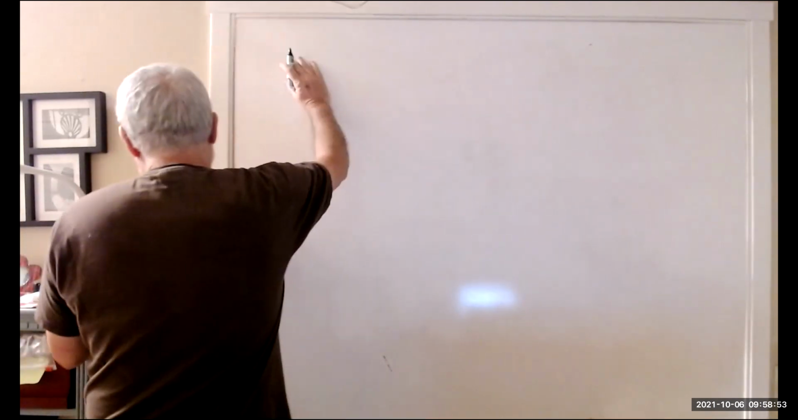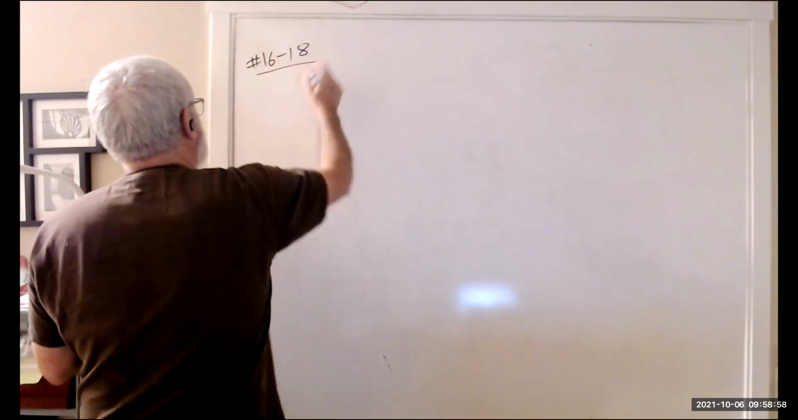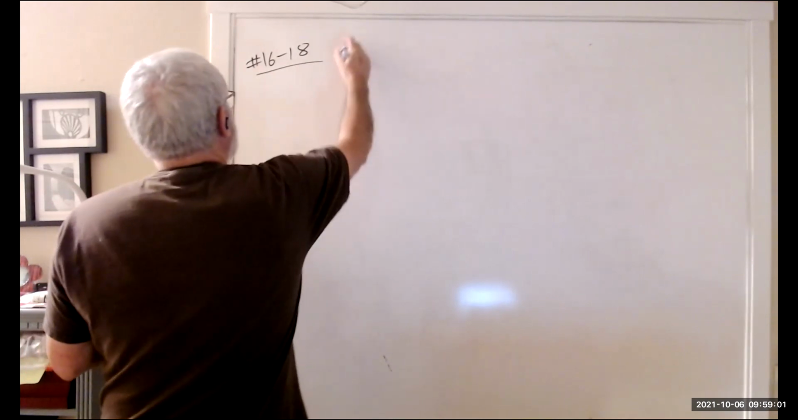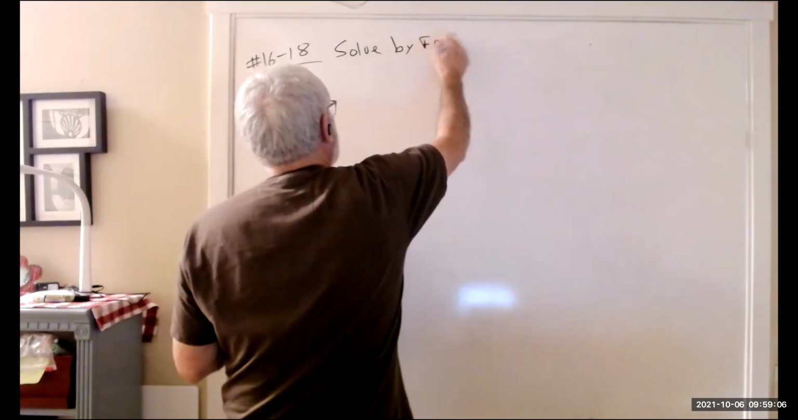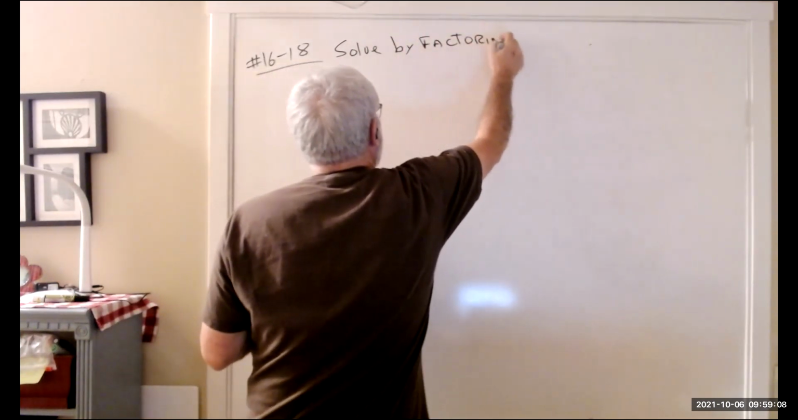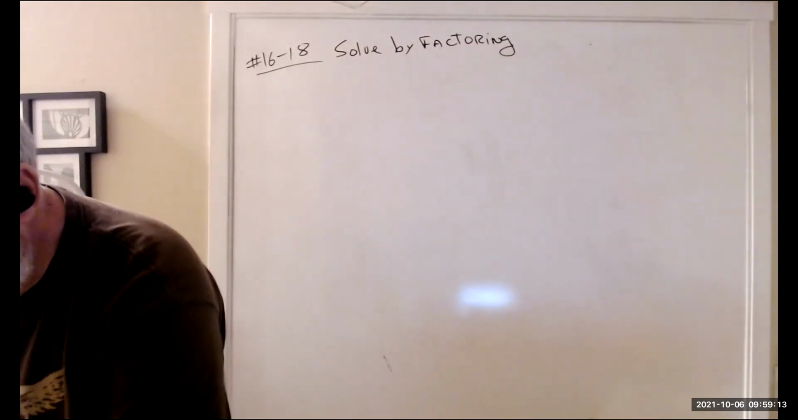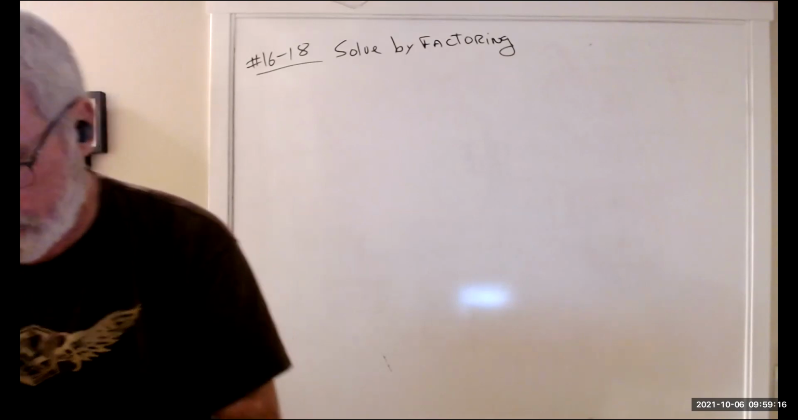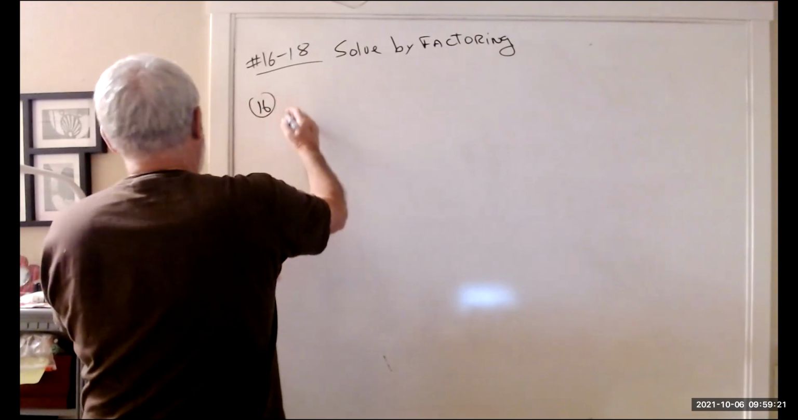All right. So the next problem that was missed on the quiz, next set of problems that just really sank a lot of students was number 16 through number 18. What it said, solve by factoring. Okay. Now, I'm going to do one and then I'm going to let you guys do one. Okay. Number 16 looked like this.